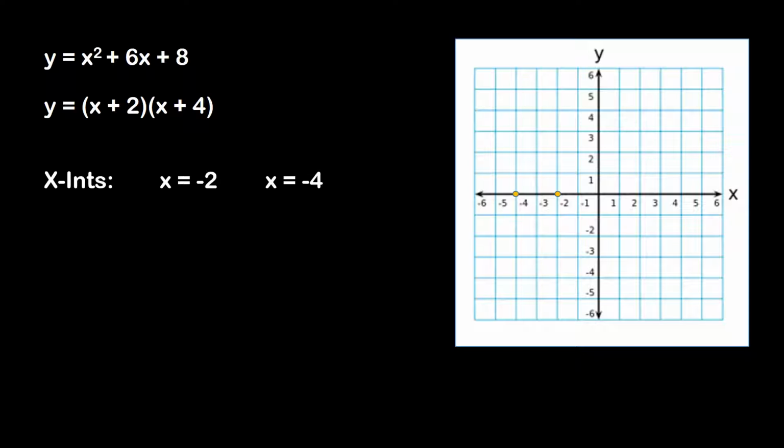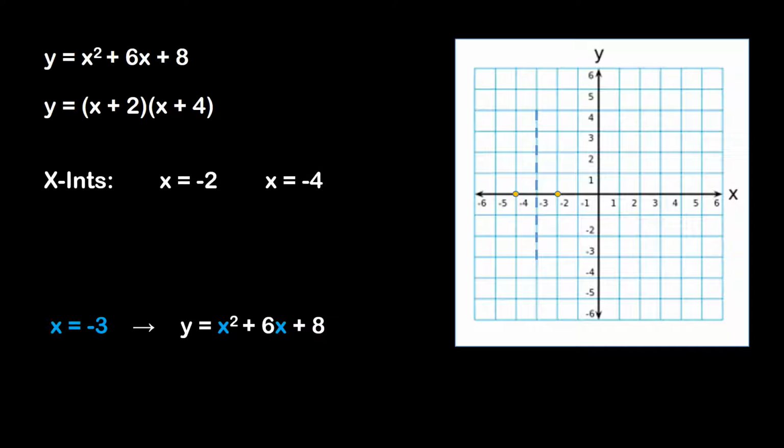Well, it turns out that for a parabola, if we have any 2 points on the parabola that have the same y value or the same height, in this case a height of y is equal to 0, the point midway in between those 2 points is the location of the vertex. So the midpoint between negative 4 and negative 2 we know is negative 3. And what I'm saying is that if we plug x is equal to negative 3 into the equation, we'll actually get the vertex of this parabola.